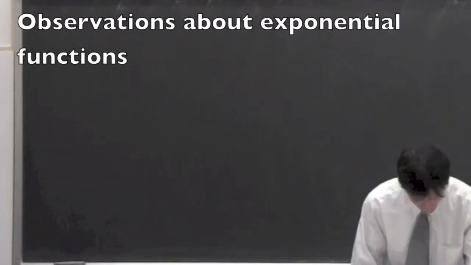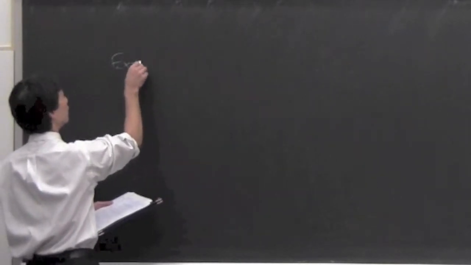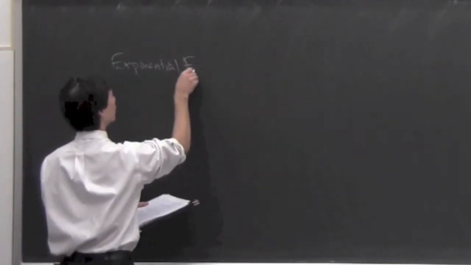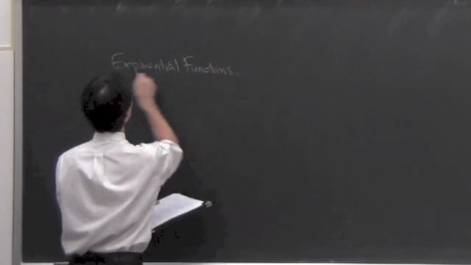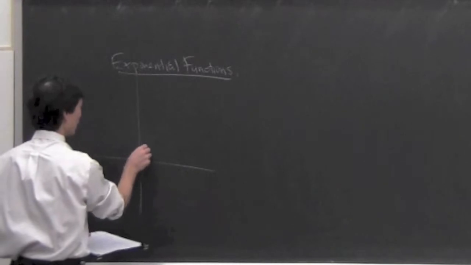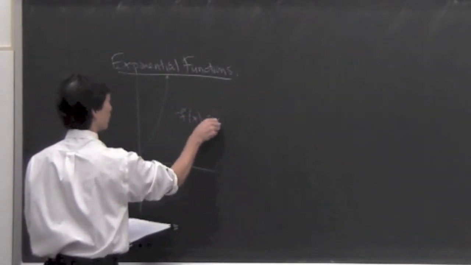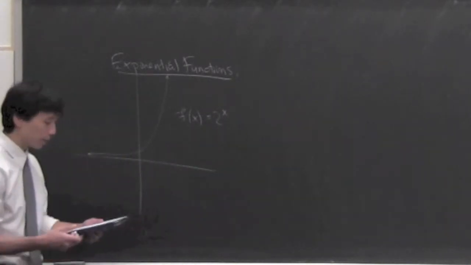So remember last time we were getting introduced to these things called the exponential functions, right? And one that we were looking at was 2 to the x. So exponential functions. And we're looking at 2 to the x, and we saw it looked something like this.